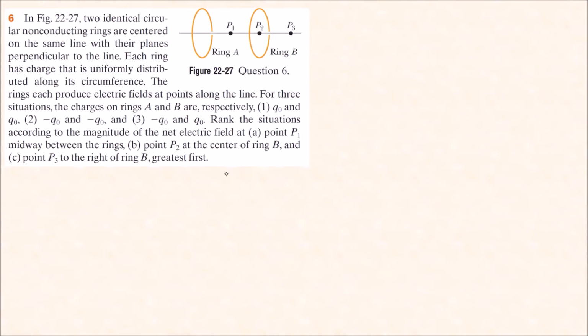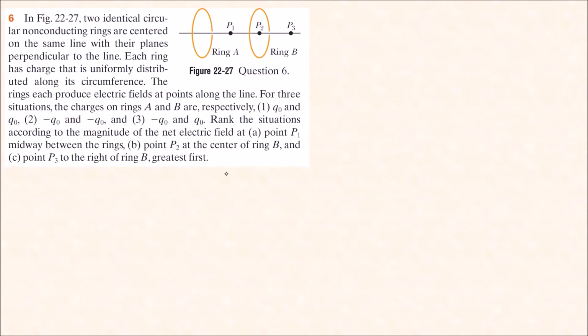Rank the situations 1, 2, 3 according to the magnitude of the net electric field at A, point P1, midway between the rings, B, point P2, at the center of ring B, and C, point P3, to the right of ring B, greatest first.